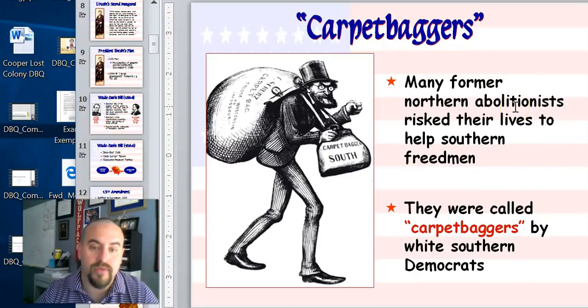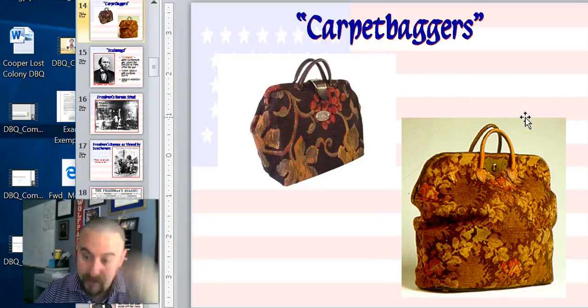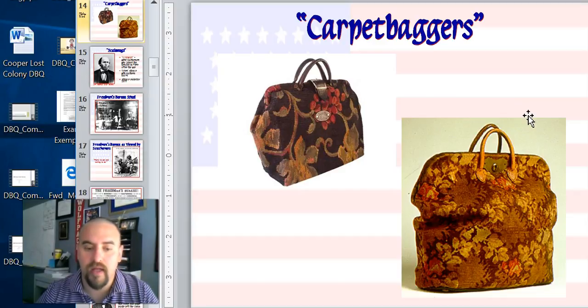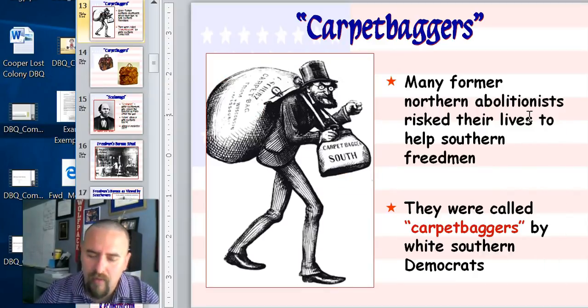Carpetbaggers are going to be controversial. These are going to be former abolitionists who are now moving to the South. They're going to be called carpetbaggers because they're bringing luggage that looks like this, right, made out of carpet. Right? And a lot of them are basically buying up old plantations.